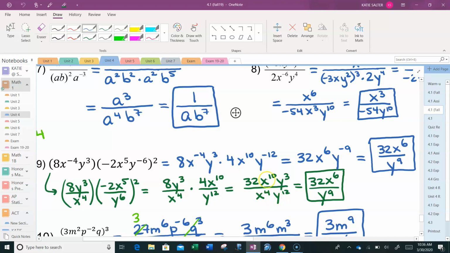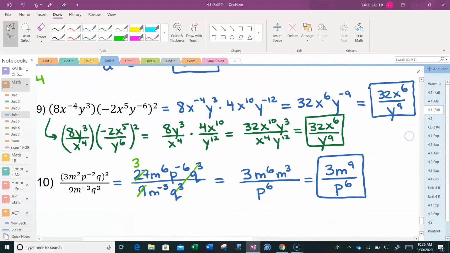And then last but not least, we're dividing like bases. We subtract those exponents. 10 take away 4 is 6. We had more x's in the numerator, so that x to the 6 remains in the numerator. And then 12 take away 3 is 9. So 3 of those y's have reduced out, and we have 9 left here in the denominator. Either way, we're getting the same answer.